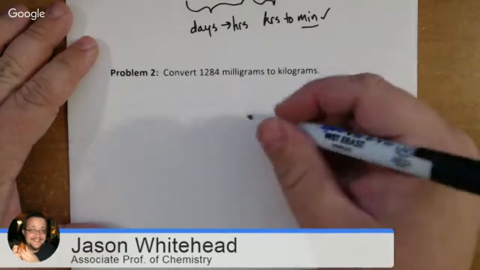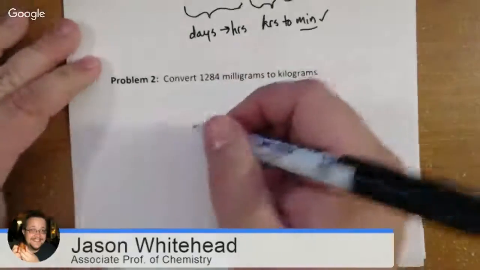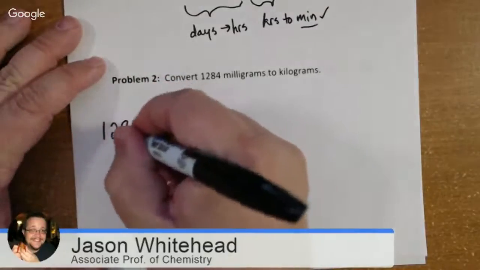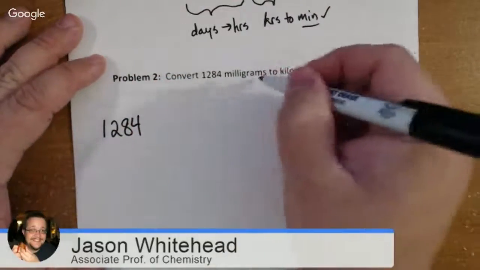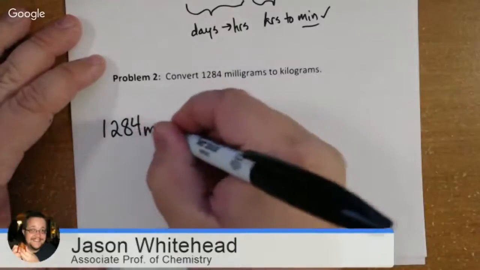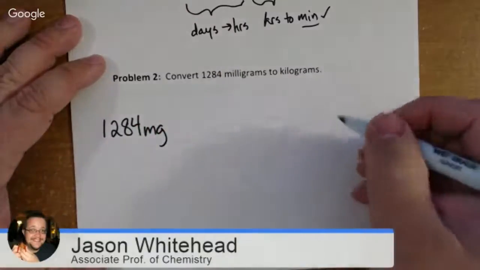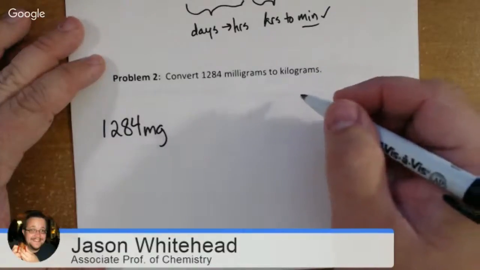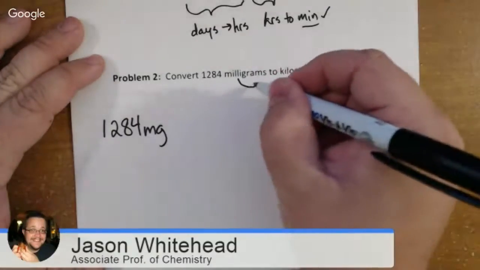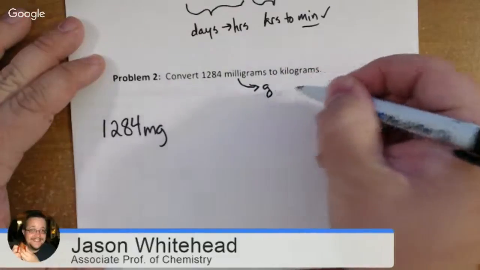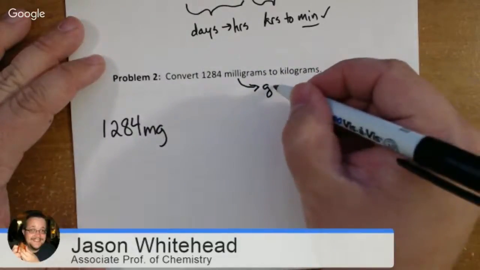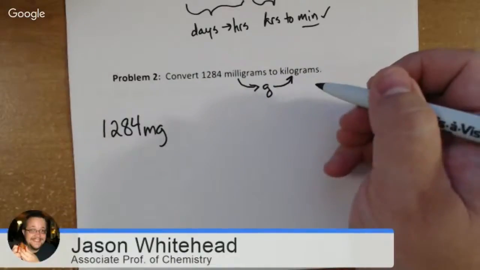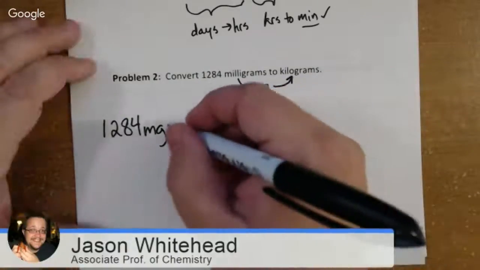Okay, so let's work the example. 1,284 milligrams, so mgs. And we want to take this all the way to kilograms. Well, you have a chart in your notes that helps us take milligrams to the base unit, the gram, and then we can take grams over to kilograms. So we need a double conversion.